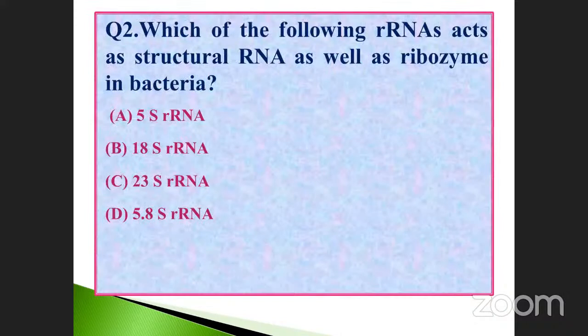These others do not come. Suppose we add these two, you will get the third one. So 18 plus 5, you will get 23. So you must note it down. 23S is very, very important. We will see how many molecules are present in the rRNA in the next topic.